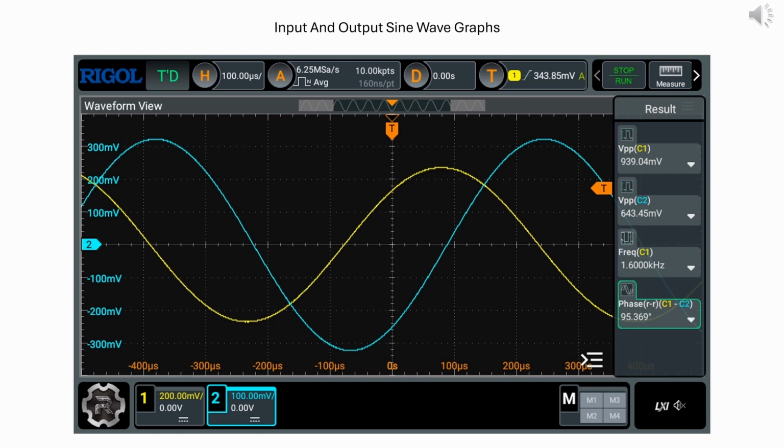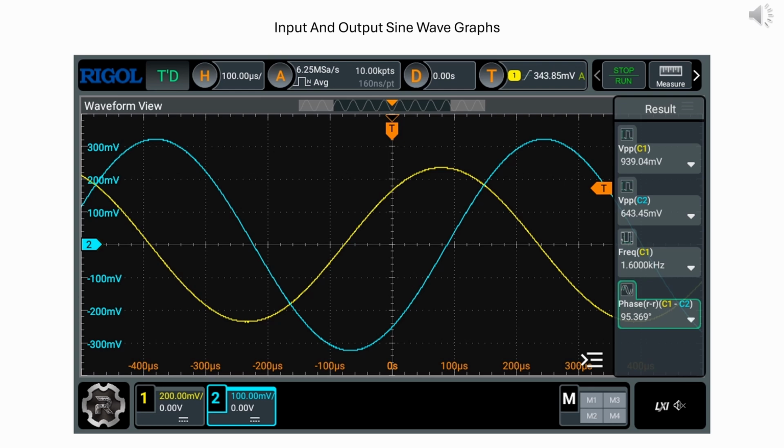The oscilloscope graph presents two sinusoidal waveforms. The yellow waveform represents the input signal, while the blue waveform represents the output response of the system, likely a piezoelectric element. The blue, which is the output signal, lags behind the yellow, which is the input signal, indicating a phase shift due to system response time.